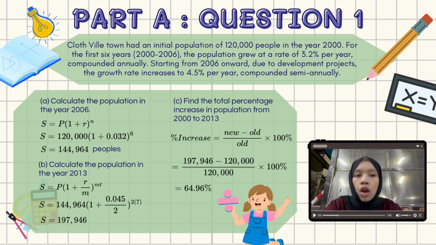Finally, part C asks for the total percentage increase from 2000 to 2013. We use open bracket new minus old close bracket divided by old, times 100%. That is 197,946 minus 120,000, divided by 120,000, times 100%. This gives a total increase of 64.916%. Overall, Clarkville's population grew significantly over the 13-year period.